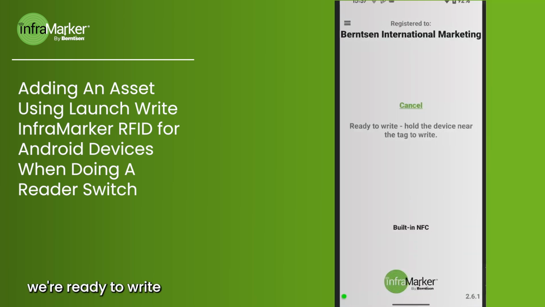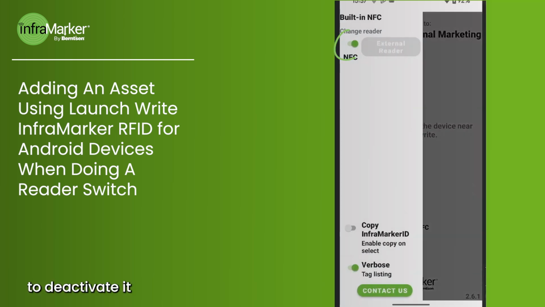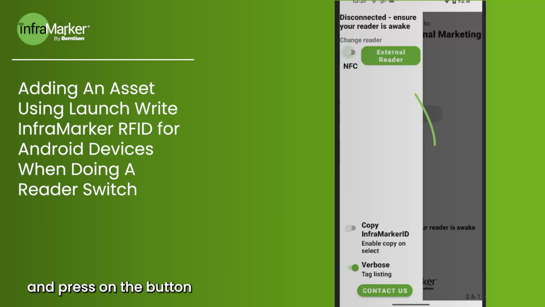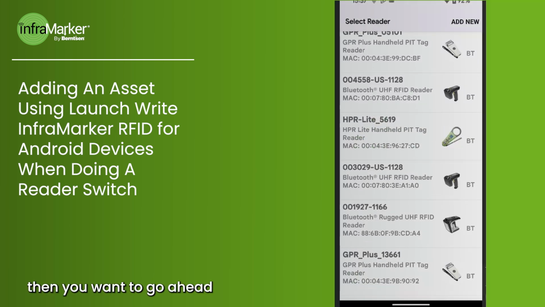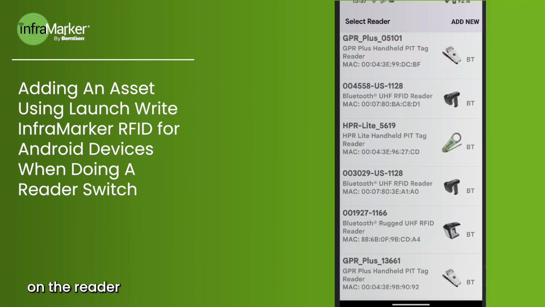You see we're ready to write with built-in NFC. We want to use a UHF reader, so in the upper left-hand corner, press on the 3 bars. You want to press on NFC to deactivate it, and press on the button External Reader. If your reader is in this list, then you want to go ahead and pull the trigger on the reader or turn on the reader. Then press on the entry.